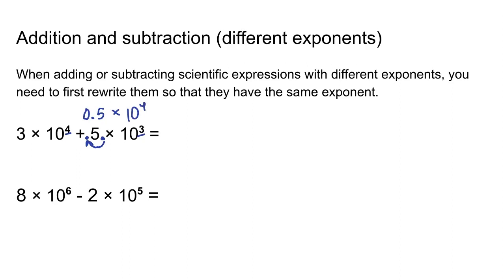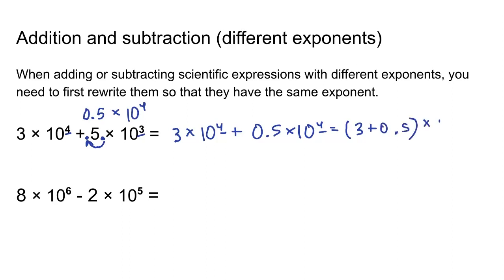Now that gives you 3 times 10 to the 4th plus 5/10 times 10 to the 4th. And now you have the same exponent. So you can add the coefficients, which gives you 3 plus 5/10 times 10 to the 4th. And 3 plus 5/10 is 3.5 times 10 to the 4th power. And since 3.5 is greater than or equal to 1 but less than 10, this is the final answer.